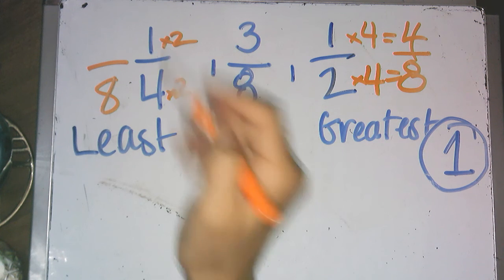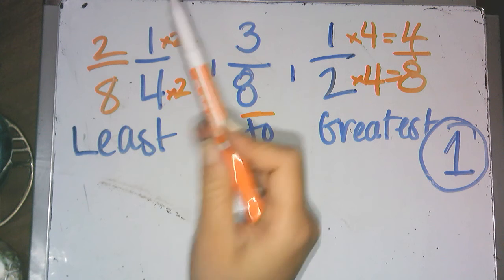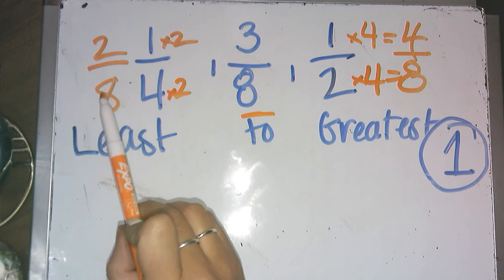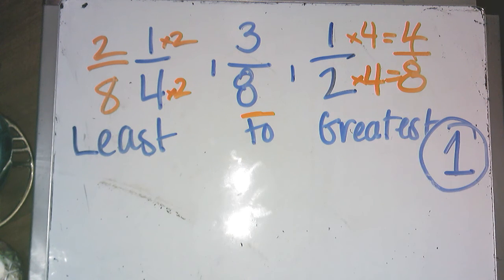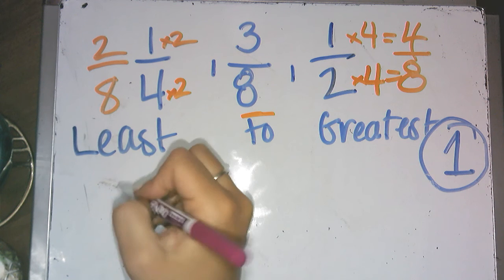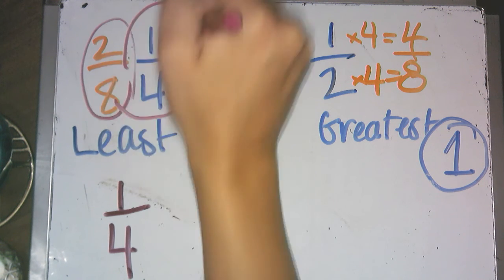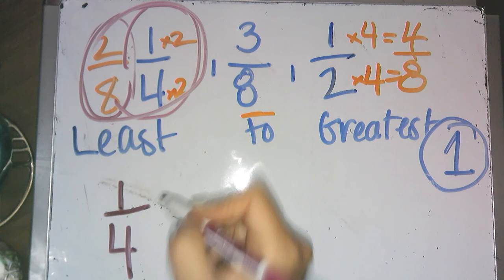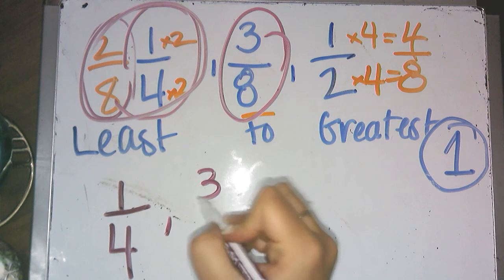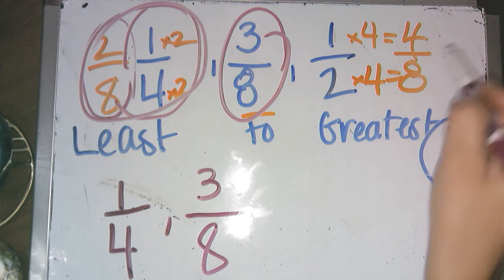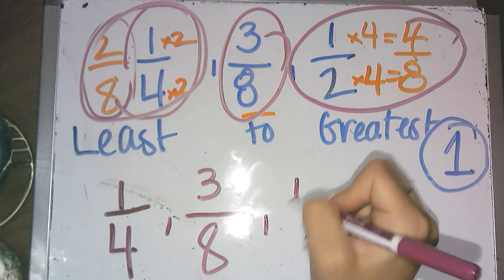So 1/4 is the same as 2/8. So now looking at these, I have 3/8, 2/8, and 4/8. So I would put 1/4 because that's equal to 2/8. These are the same, right? And then I would put 3/8. And then finally, I would put 4/8 because that's equal to 1/2.